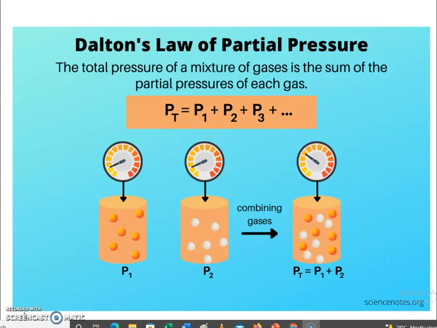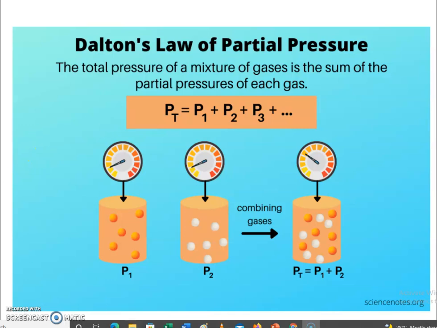Today's session will be on Dalton's law of partial pressure. Dalton proved that the total pressure of a mixture of gases is the sum of the partial pressures of all the gases present in the mixture. For example, if oxygen and nitrogen are present in a container, the total pressure of the container is equal to the sum of the partial pressures of oxygen and nitrogen.